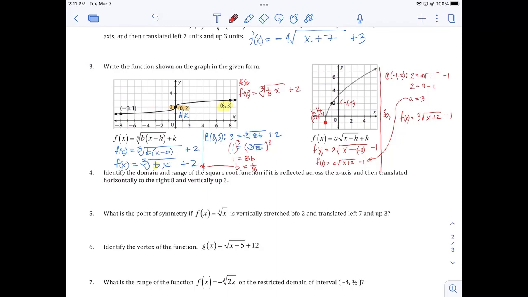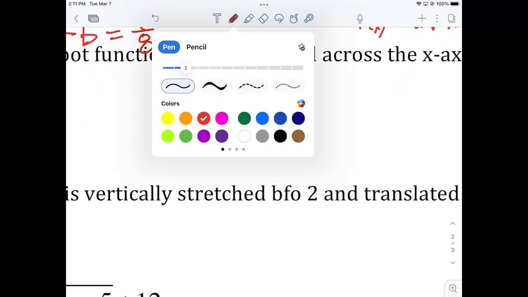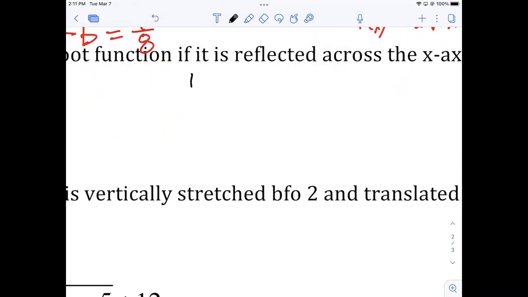Moving forward then, number 4. Identify the domain and range of the square root function if it's reflected across the x-axis and then translated horizontally right 8 and vertically up 3. Okay, this is fun. With Notability, this is actually fun. Before Notability, back in the day, this was kind of like, I wish this were fun.